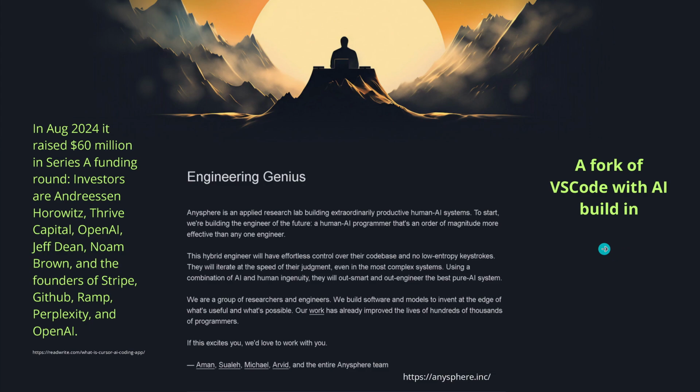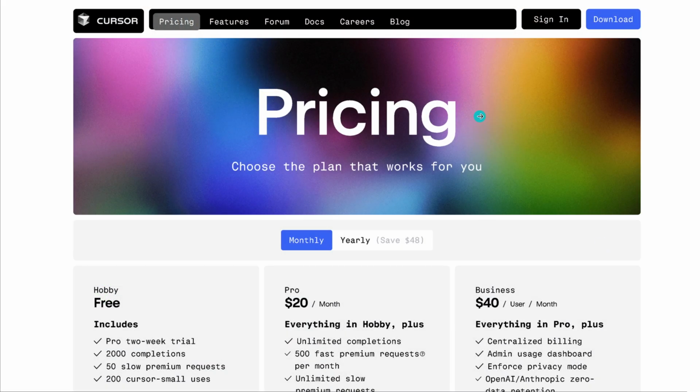Real nice application. So, just to give you the idea, you have a two-week trial of the Pro, which costs normally $20 a month. And if you're a business, you have $40 per user per month. This is the pricing you should know about.